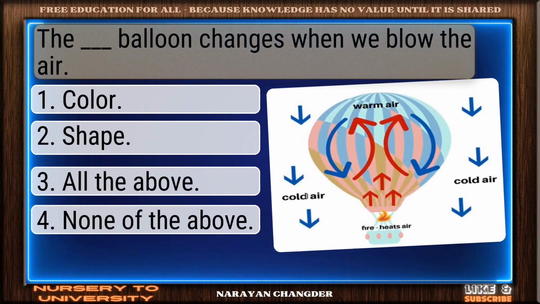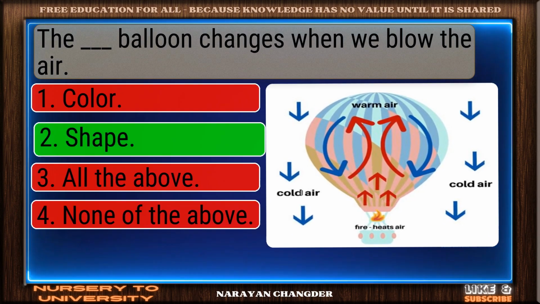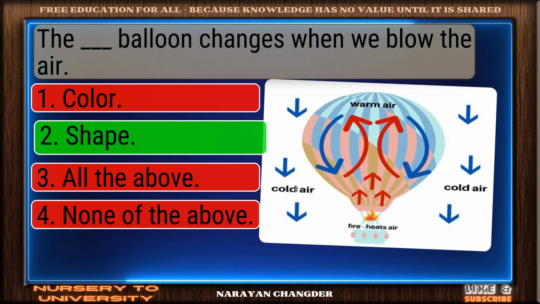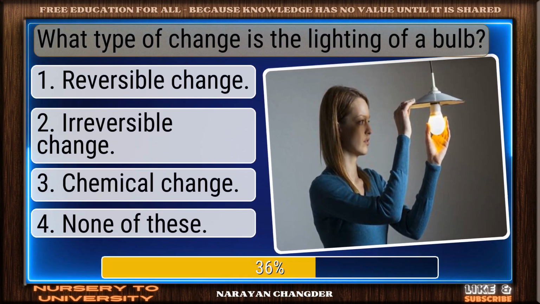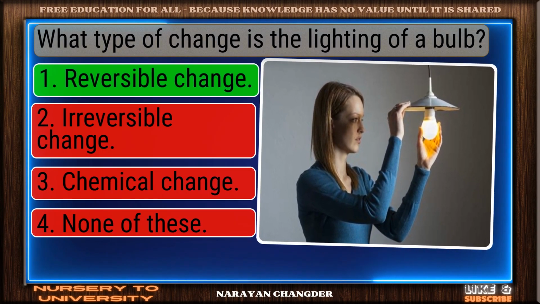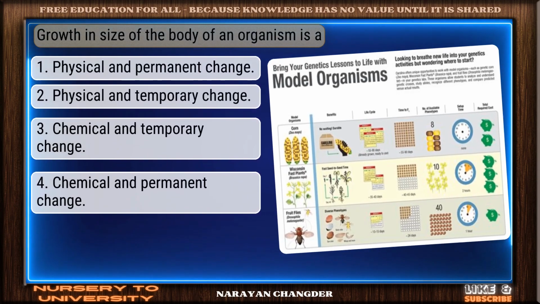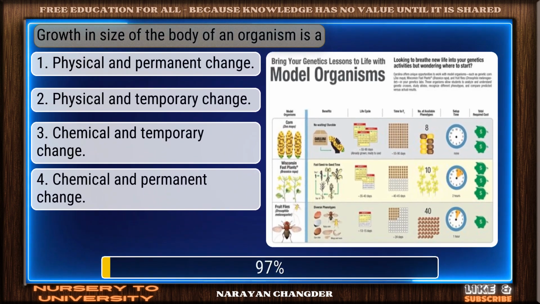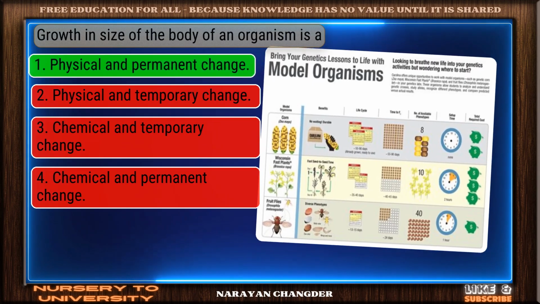The dash balloon changes when we blow the air. Smart pick. Shape is the correct choice. What type of change is the lighting of a bulb? Smart move. Reversible change is an accurate answer. Growth in size of the body of an organism is a sharp thinking. Physical and permanent change is the right choice.